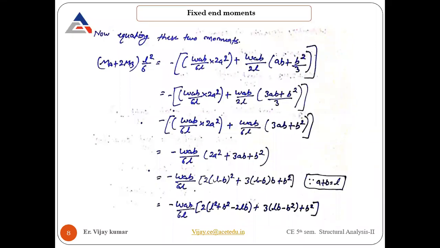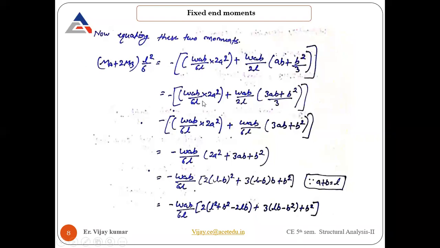So this is the second value that we just calculated, that is WAB by 6L into 2A square plus WAB by 2L into AB plus B square by 3. These are the equations we have got just after solving the moments of areas. This is already simplified, but we are trying to simplify it further to get a simple value, so we can divide and multiply all the terms that we require.